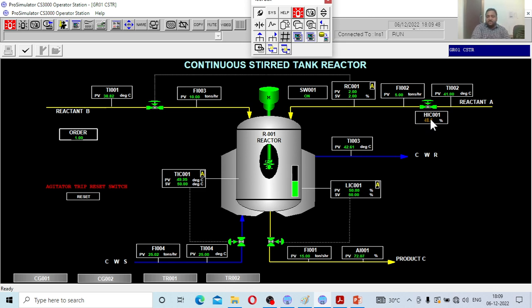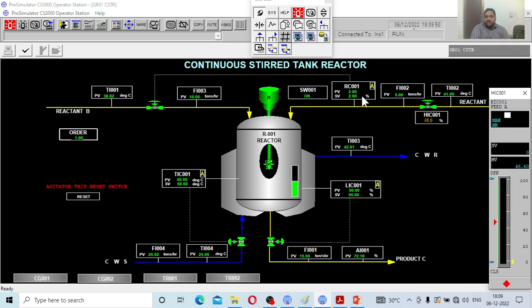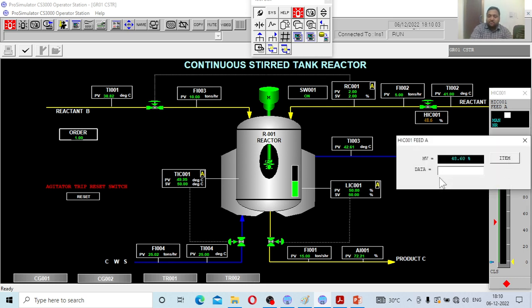Okay, let us increase the flow rate to the reactor. See, the moment I open this valve, automatically it will sense a signal. The process value and set value are different. Accordingly, it will send a signal to the particular valve. Okay, let me increase the valve position. Presently it is at 46, the manipulated variable is 48.6%. I will change it to 60. See, the ratio now gets affected.